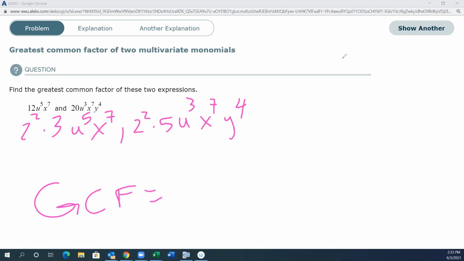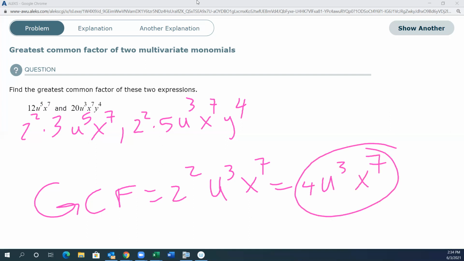Okay, they both have at least 2 2's, so throw a couple of them in. They don't both have 3's, and they don't both have 5's, so no 3's or 5's. They both have at least 3 U's and 7 X's, but the first term doesn't have any Y's, so we're not going to include any Y's. So that would be 4 U cubed X to the 7th, and that's the GCF.